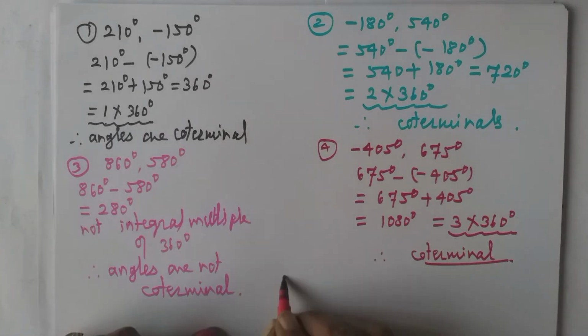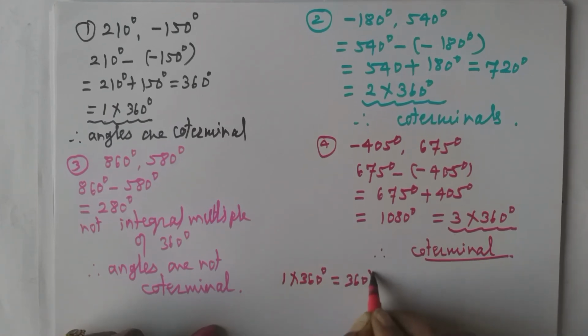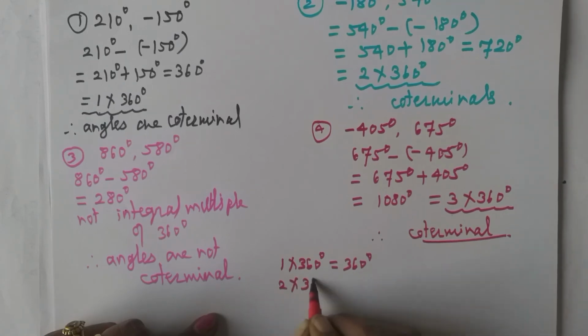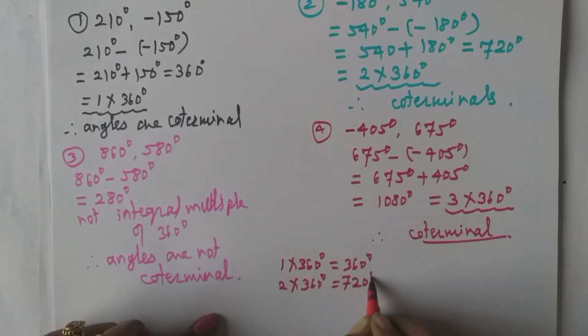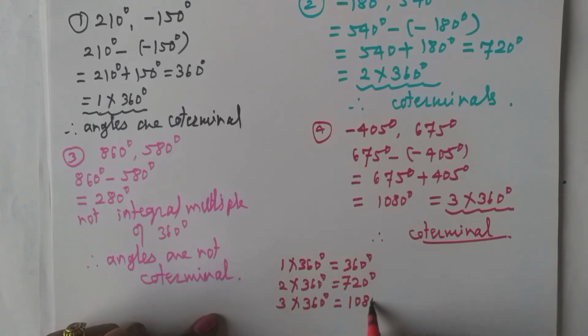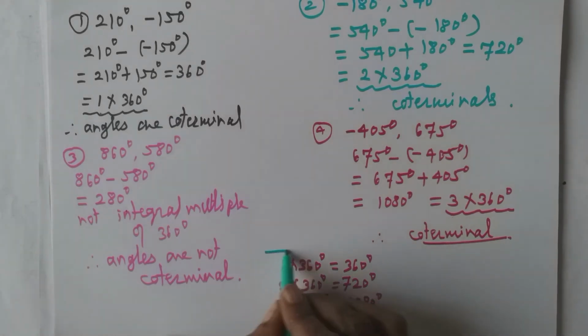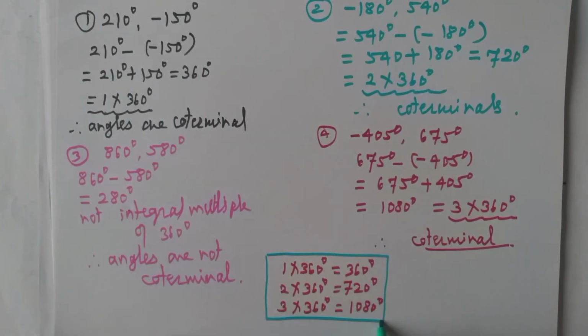You remember this: 1 time 360 degree is always 360 degree. Then 2 times 360 is 720, and 3 times 360 is 1080 degree. You remember these multiples which are frequently asked in the exam. These are multiples of 360 degree: 1 times, 2 times, and 3 times. Always the difference comes like this. Frequently the difference comes like this: 360, 720, 1080, like that. In very few examples it is more than 1000.